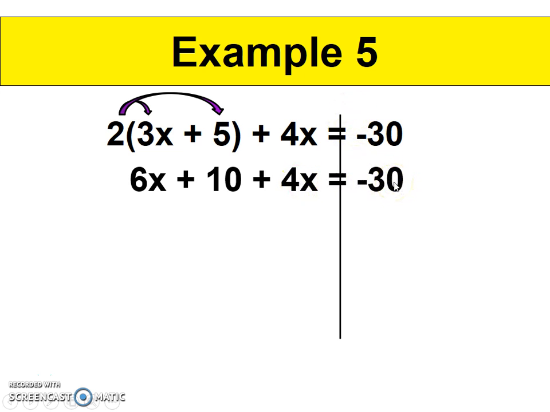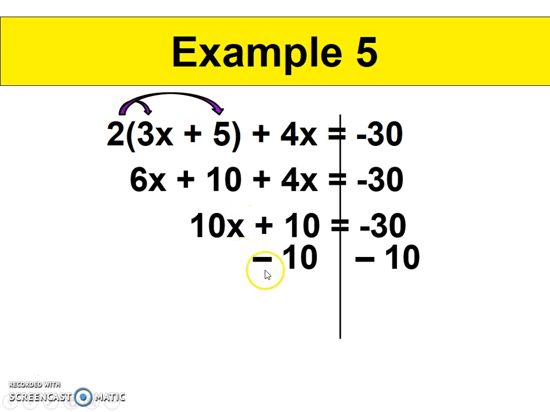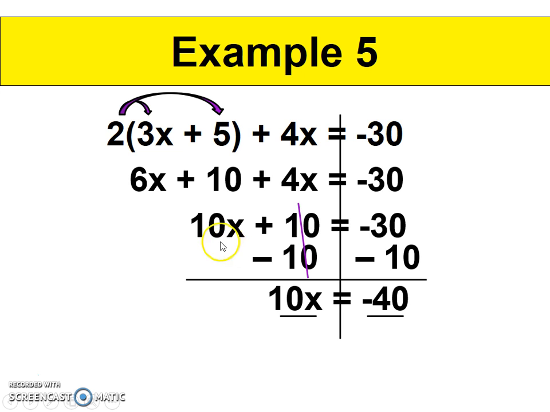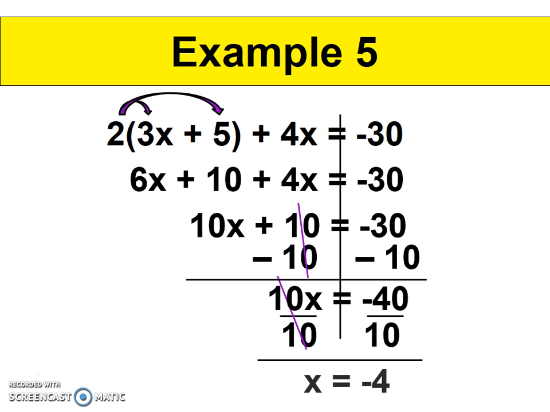All right, we've cleared out the parentheses. Is there anything else we can do to simplify here on the left? Hopefully you said that we can combine like terms. 6x plus 4x for a total of 10x plus 10 is equal to negative 30. And now we can undo adding or subtracting first. So I will subtract 10 from both sides to get rid of this plus 10, leaving me with 10x is now equal to negative 40. And I can then divide both sides by 10, giving me a final answer of x is equal to negative 4.